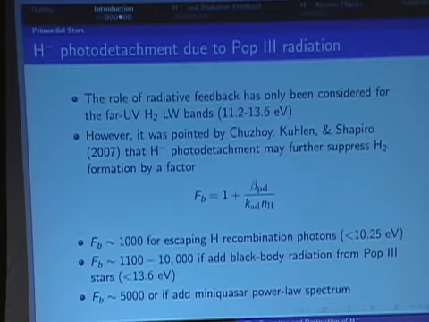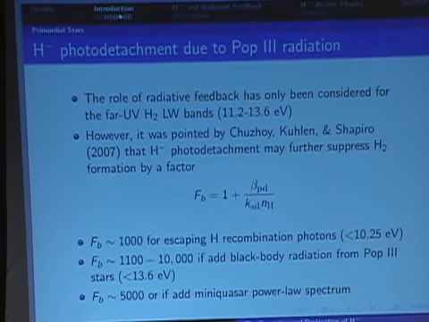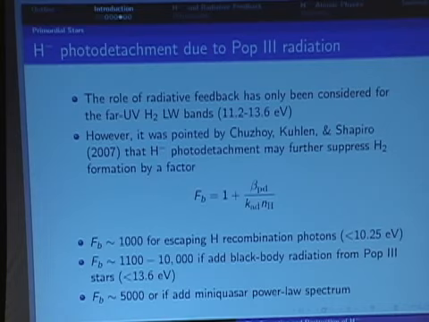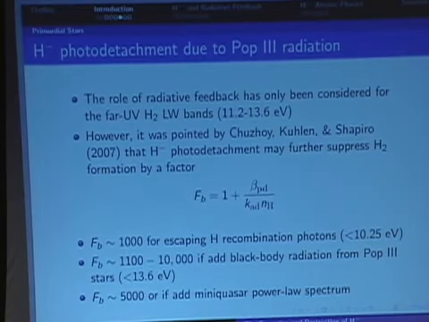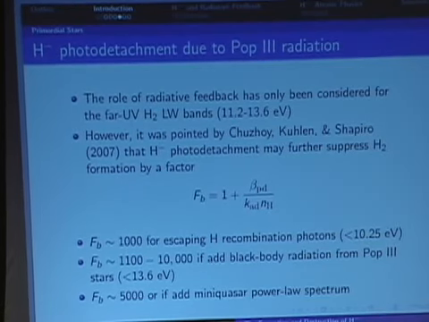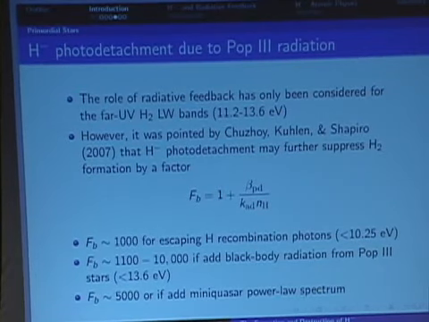Okay, so that's the reason why we're interested in H2. A lot of cosmologists have started to model these Lyman-Warner bands in the formation of primordial gas near a Population 3 star. And mostly they're interested in just the photons between 11.2 and 13.6 eV, and looking at what the effects are on this star formation efficiency.